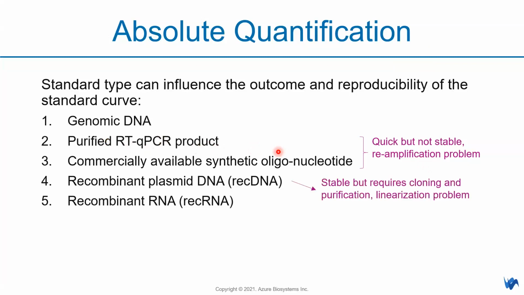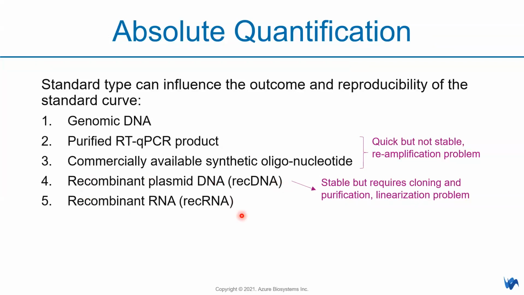And what if you want to use recombinant plasmid DNA? This method is rather stable because it's DNA. You do not worry that it might be degraded and so on, but it requires cloning and also purification, and there is also a linearization problem because plasmids are mostly circular.